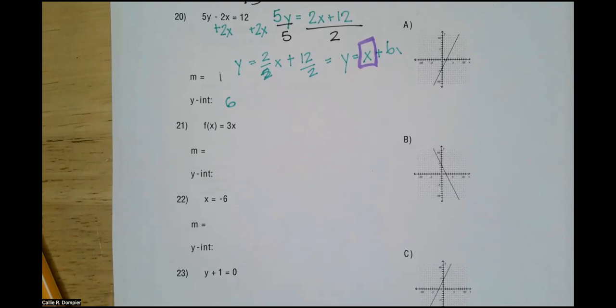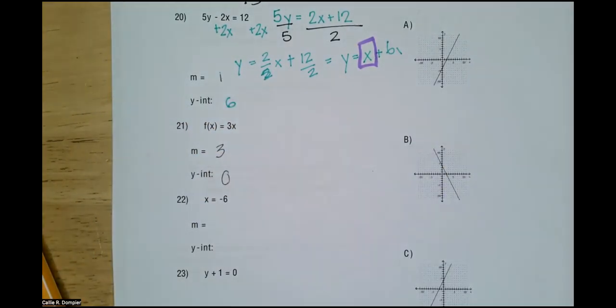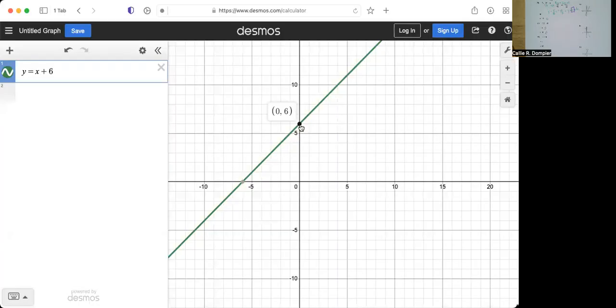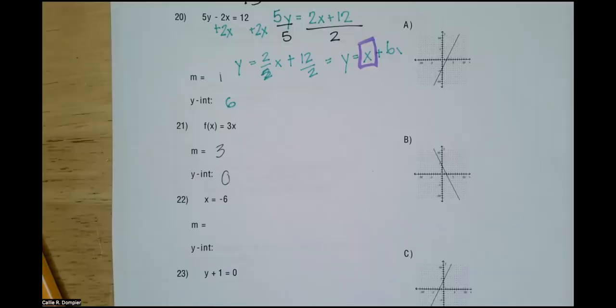F of x equals 3x. My slope is 3. My y-intercept, it doesn't not exist. It's 0. Let's look at it. Where does it cross? So here, +6 was where it crossed the y-axis, at 0, 6. What about f of x is 3x? Where does it cross the y-axis? At 0, 0. So my y-intercept is 0.